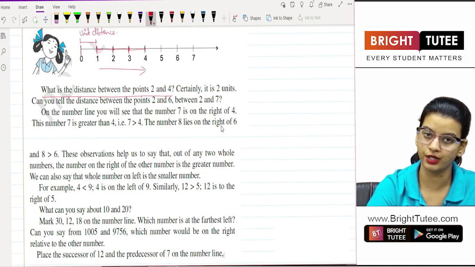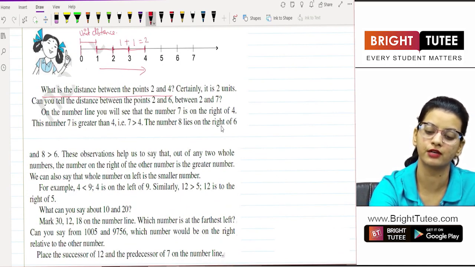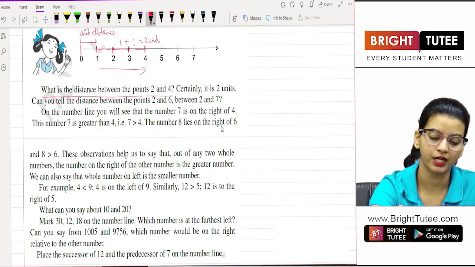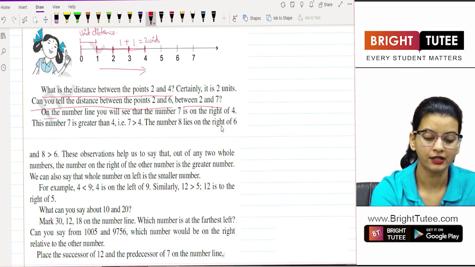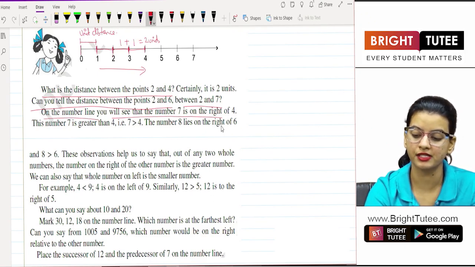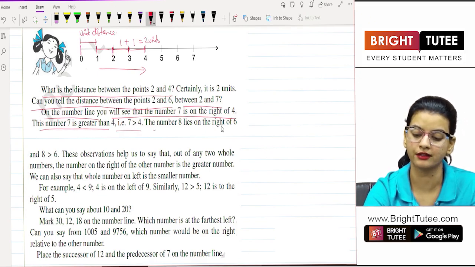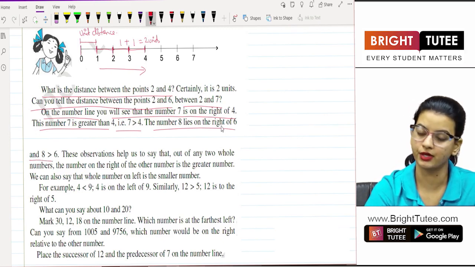Now, what is the distance between the points 2 and 4? Certainly it is 2 units, because the distance between points 2 and 3 is 1 unit, plus 3 and 4 is 1 unit. So definitely the distance between 2 and 4 is 2 units. Now, can you tell the distance between the points 2 and 6 or between 2 and 7? On the number line, you will see that the number 7 is on the right of 4. This number 7 is greater than 4, and the number 8 lies on the right of 6. So 8 is greater than 6.